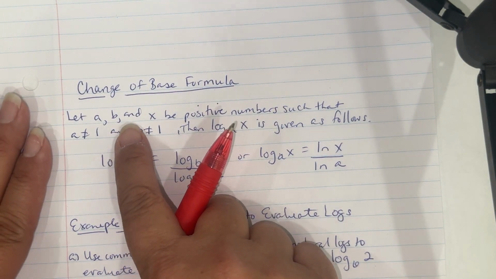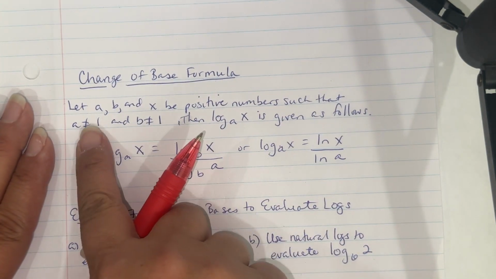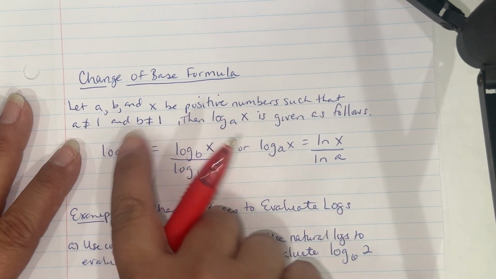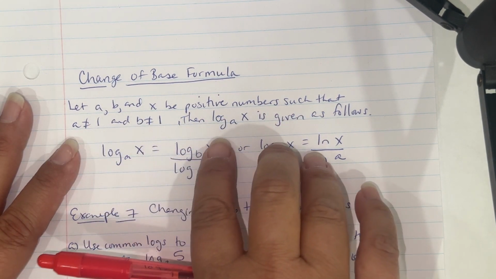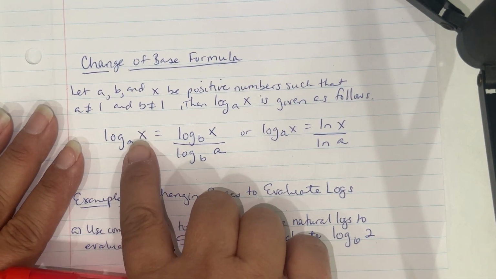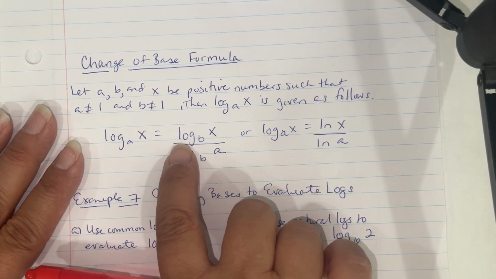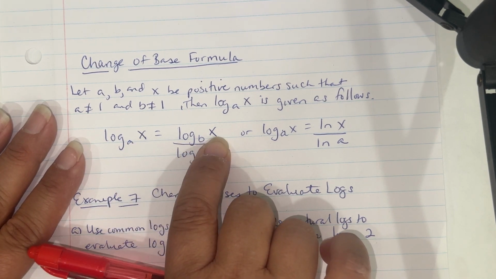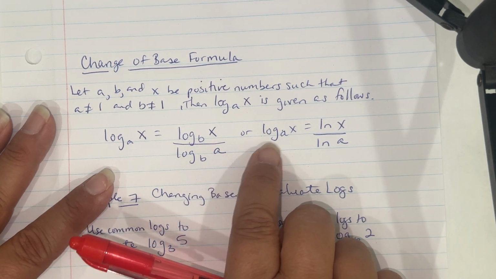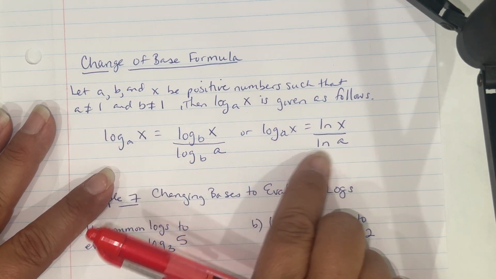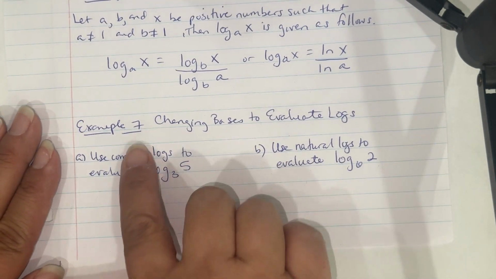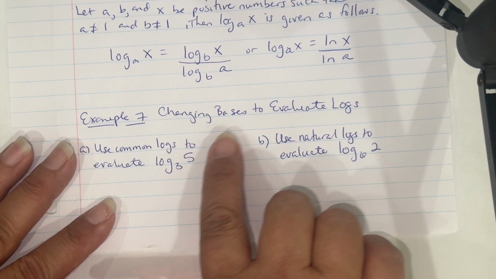There's another formula called the change of base formula. It says let a, b, and x be positive numbers such that a does not equal 1 and b does not equal 1. Then log base a of x is given as follows: log base b of x over log base b of a, or ln of x over ln of a. The easiest way to do this is actually apply it. So in example 7, they want us to change the bases to evaluate logs.